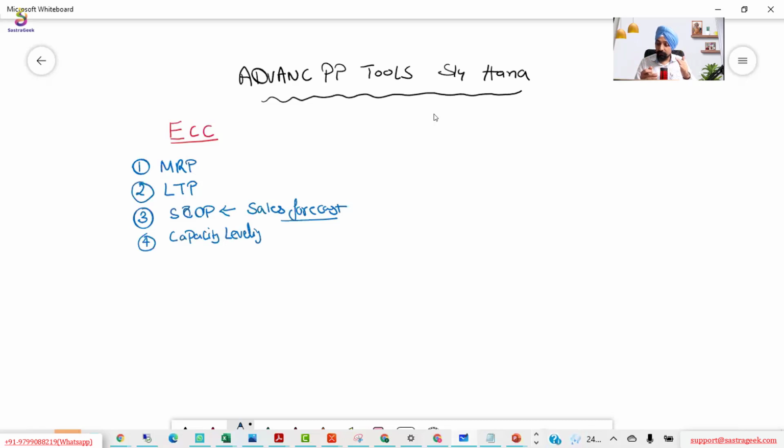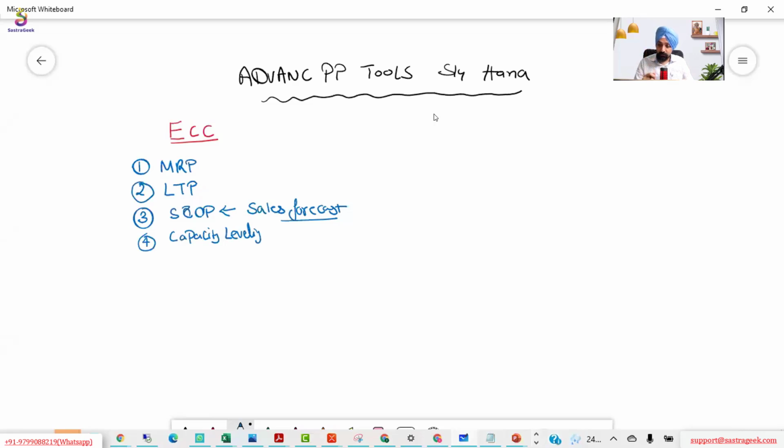On the second level, we'll be doing capacity leveling. You can also do the capacity leveling. There are a lot of manual tools by which we come to know whether a particular production order which has been given by the system matches with the capacities or not, whether we'll be able to do that production or not. And we have multiple resources, multiple machines and lines, right? So we distribute our load between the machines and lines in the capacity leveling. So those are the ECC tools.